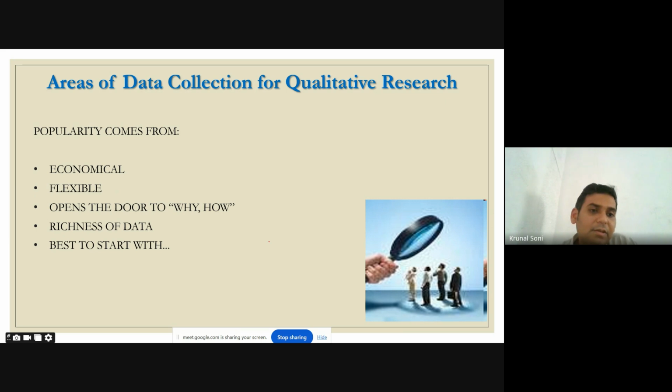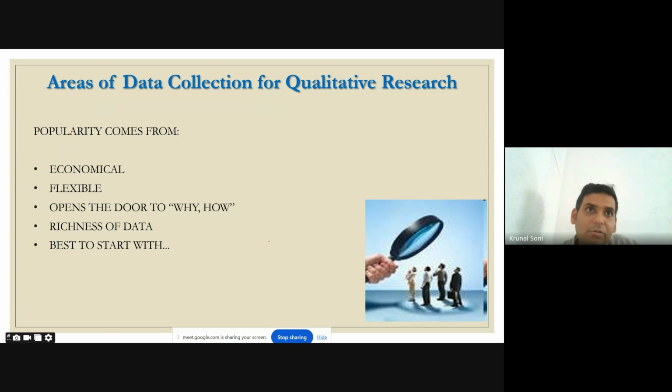The second aspect is that it is flexible. This data should not be that monotonous. It can be modified, and every person has a different opinion, right? So depending upon the difference of opinion, every person can modify it and make it convenient as per their own requirement. Then the third aspect is that it opens the door to why and how.